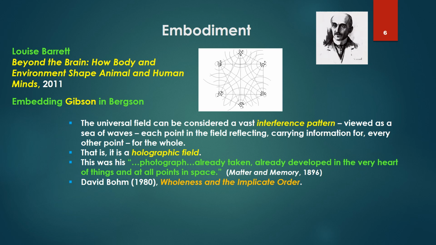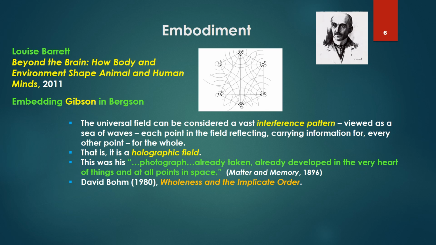Remember, Bergson viewed the universal field as a vast interference pattern. Viewed as a sea of waves, for example, each point in the field is reflecting or carrying information for every other point, for the whole. So he saw it as a holographic field. This was his, to quote, photograph already taken, already developed in the very heart of things, and at all points in space, that he noted in Matter and Memory.